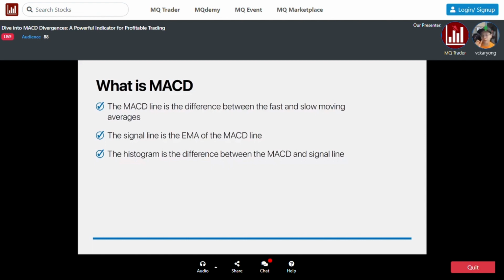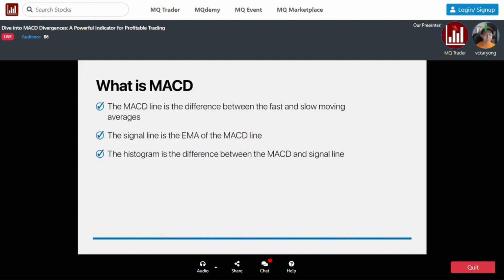And then you also have what we call the histogram. The histogram is a study between the MACD line and the signal line. If the MACD line and the signal line open up and widen, the histogram will be bigger. If the two lines, the MACD line and the signal line, converge, then your histogram will be very, very small. In fact, it goes to zero when they cross over.